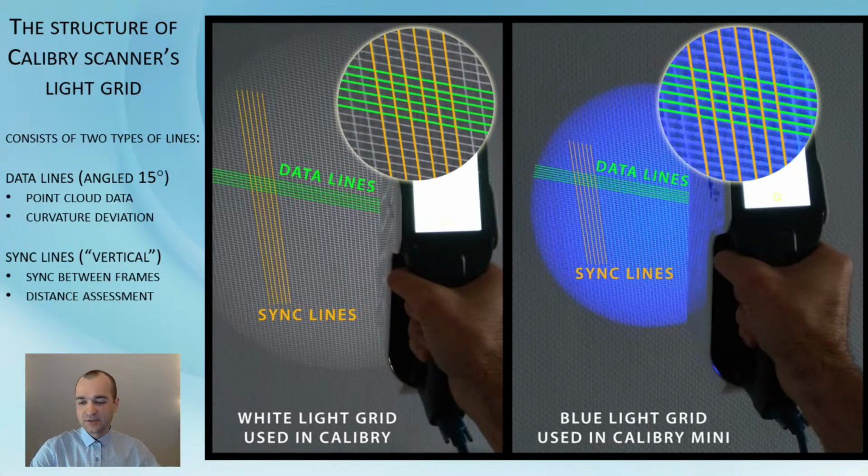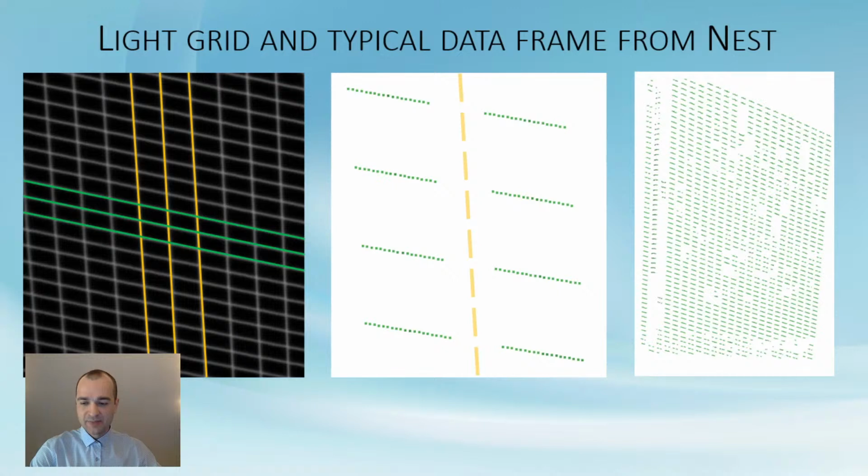So let's take a look at the typical frame that Nest receives from the scanner. So you can see the part of the light grid on the surface of a wall. And once again, I just highlighted in green the data lines, which are used to create data, actual points in the model. And orange lines are just sync lines, so there is no data here.